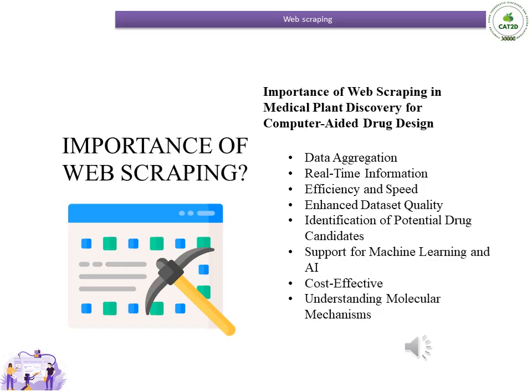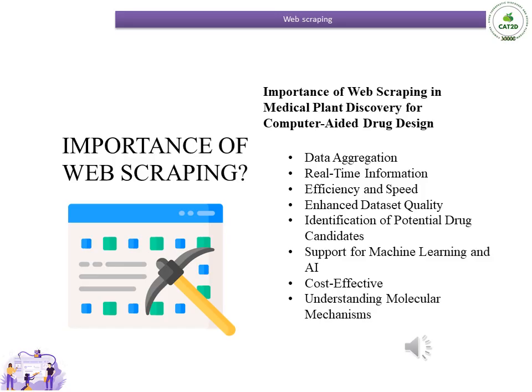Third is efficiency and speed. By automating your data gathering, web scraping saves a significant amount of time and resources. Researchers can quickly gather and analyze large amounts of data, accelerating the pace of drug discovery. Another point is enhanced dataset quality, because when you scrape large amounts of data from multiple sources, it allows researchers to cross-validate their data, and this can lead to more accurate and reliable datasets, which are very essential for effective computer-aided drug design.